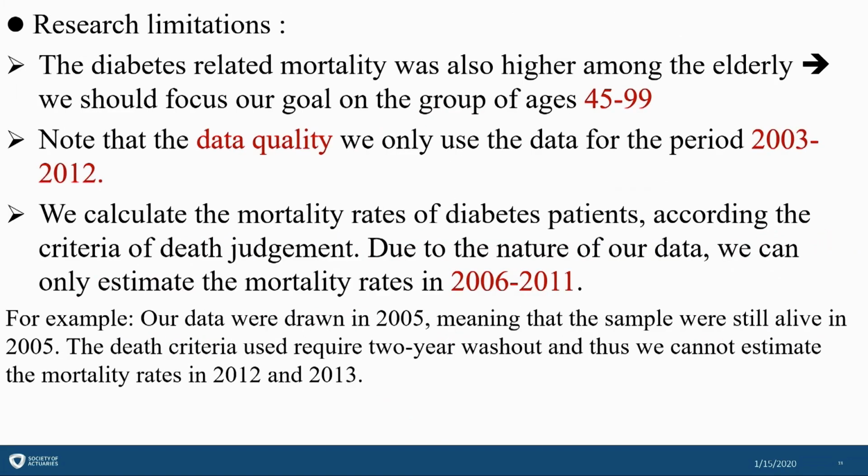Okay, in this study, we have some research limits. The diabetes-related mortality was so high among the elderly. We should focus our goals on the group of age 45 to 99. Note that for data quality, we only use the data for the period 2003 to 2012. We calculate the mortality rate of a diabetic patient according to the criteria of death judgment. Due to the nature of our data, we can only estimate the mortality rates in 2006 to 2011.